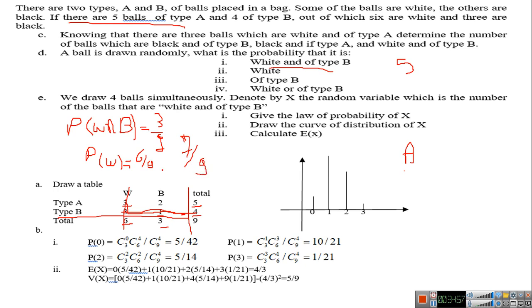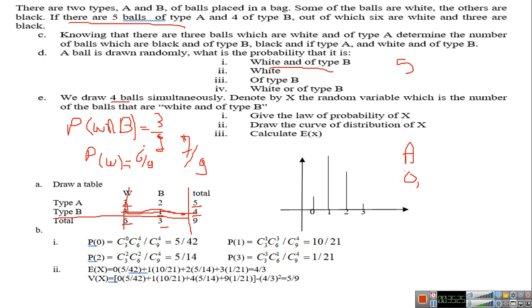Now, second part of the problem, we draw 4 balls simultaneously. We have 9 balls. I want to draw 4. Denote by X the random variable which is the number of the balls that are white and of type B. White and type B I have maximum 3. Either you draw 0. Here how many balls I want to draw? I want to draw 4.